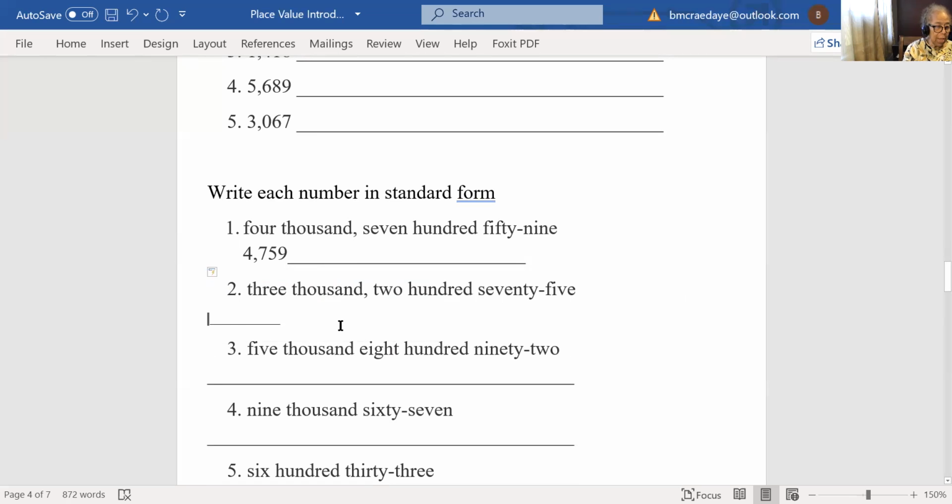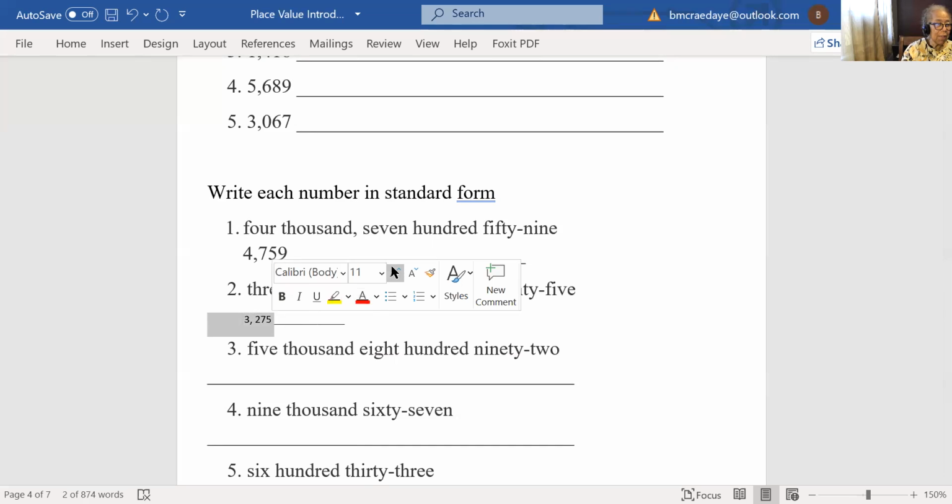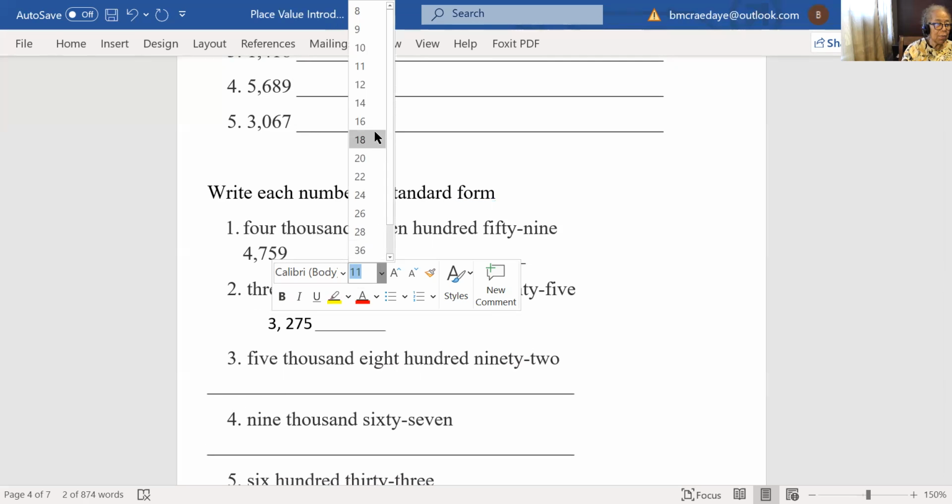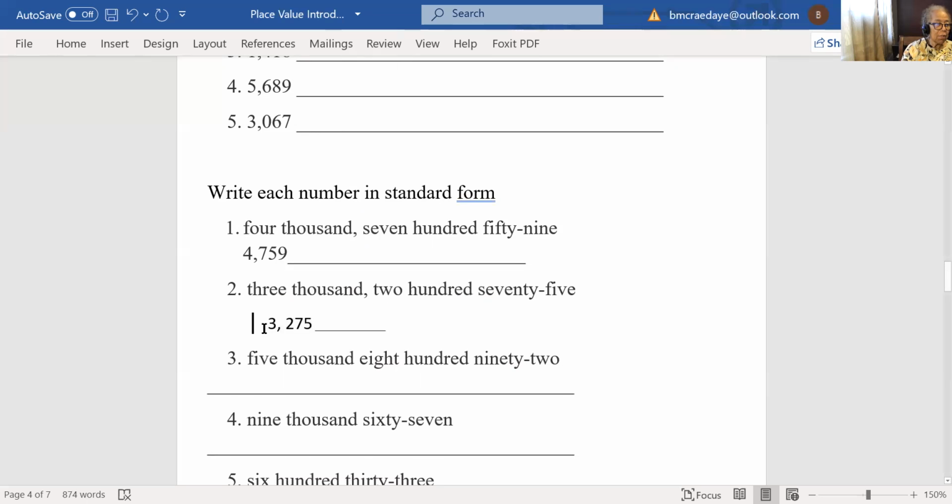Okay, so let's just write that number in the standard form. So we'd have 3,200, so that would be 275, so 75. 3,275. Just make that bigger. Okay, so that would be that number in standard form, 3,275.